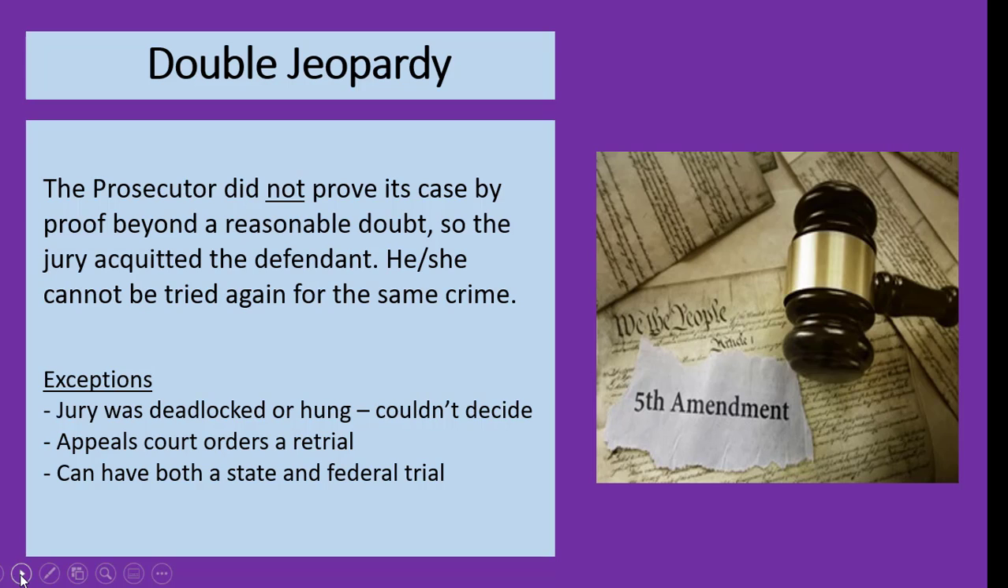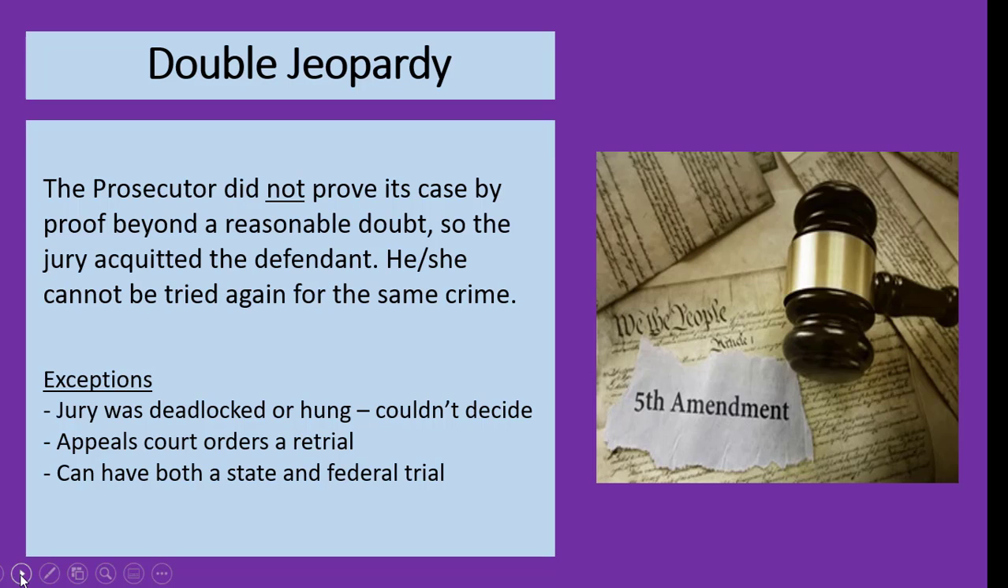That jury can be dismissed. We get another jury. We start all over again. But that's because the jury was deadlocked, or a hung jury. They couldn't make a decision. That can cause someone to be tried again for the same crime.